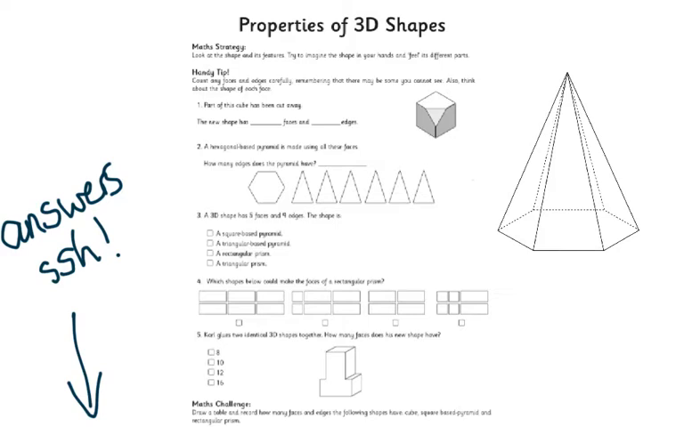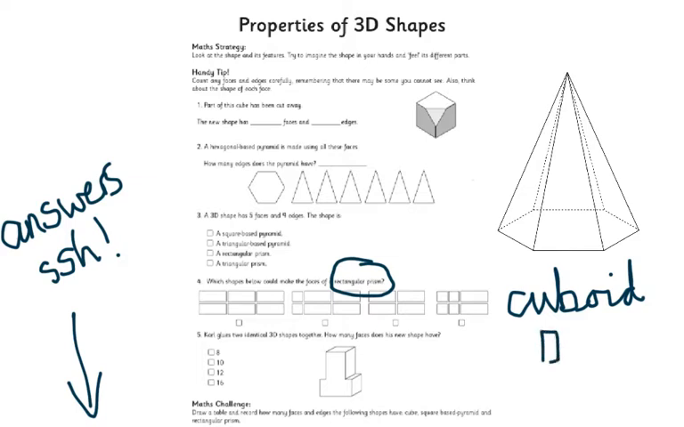Okay, which shapes below could make the faces of a rectangular prism? Now, a rectangular prism, I'm going to help you out here. I did say it earlier, is a cuboid. And do you remember we said that cuboids could have rectangles as their smaller faces, but they could also have squares. So I'm giving you some clues here. Some of these will make a cuboid, but some won't.